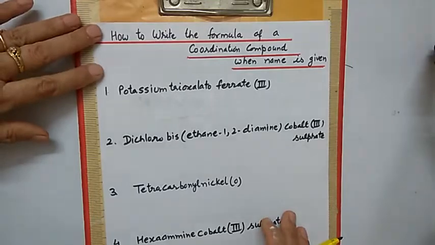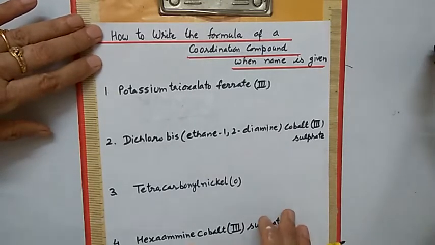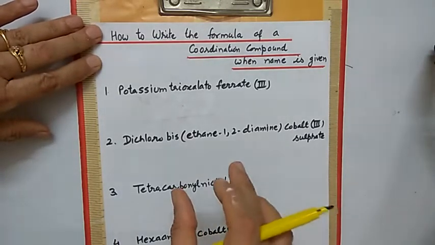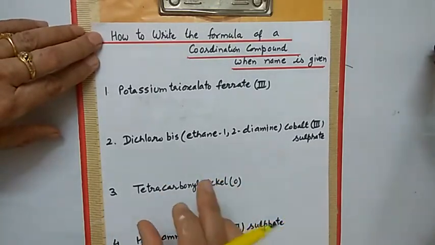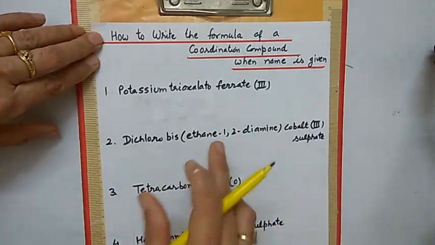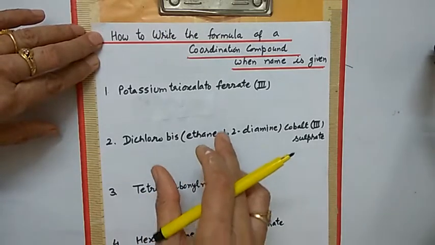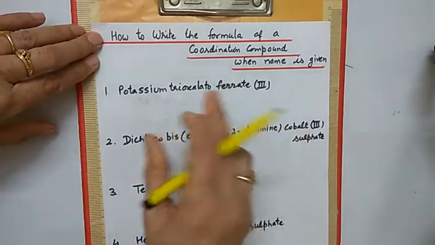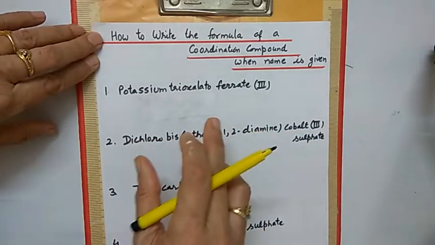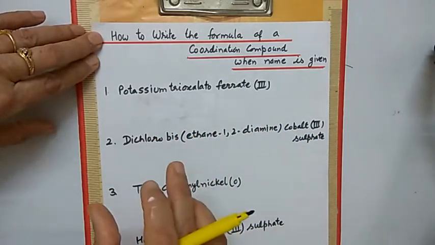In my previous video of coordination compounds, I explained that if the formula of a coordination compound is given, how to write the name of that compound. So in this video, I will explain that if the name is given for a coordination compound, how to write its formula. Again here we are to follow a few important points.